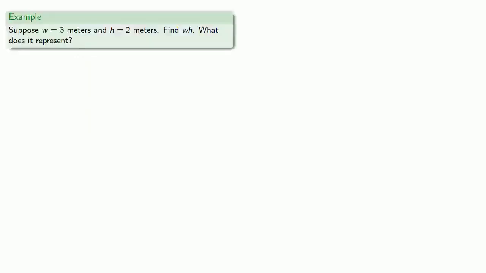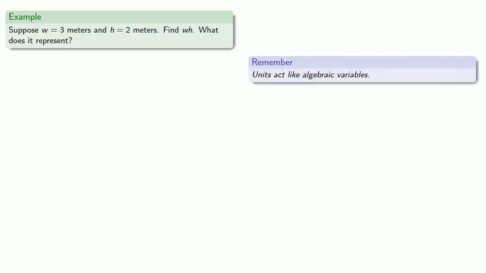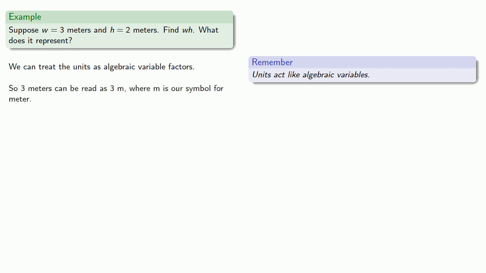Let's see how we can use this. Suppose W equals 3 meters and H equals 2 meters. First of all, let's find WH, and then let's determine what it represents. The key idea here is that units act like algebraic variables, and in particular we can treat the units as algebraic variable factors. So for example, 3 meters can be read as 3m, where m is our symbol for meter.